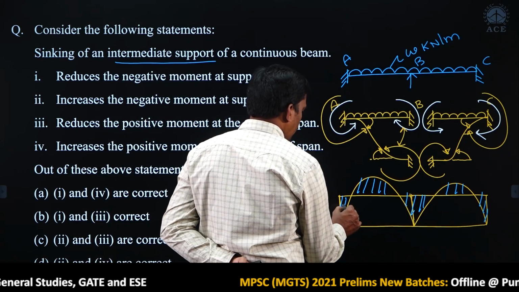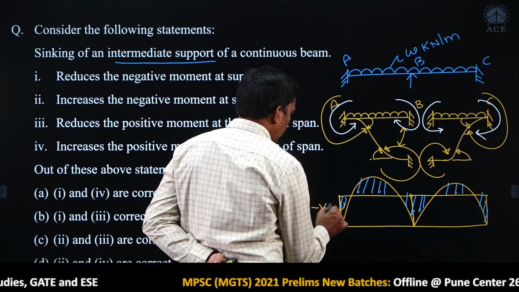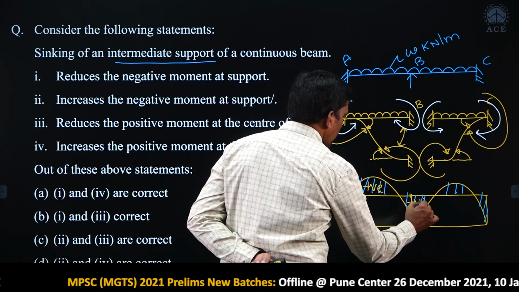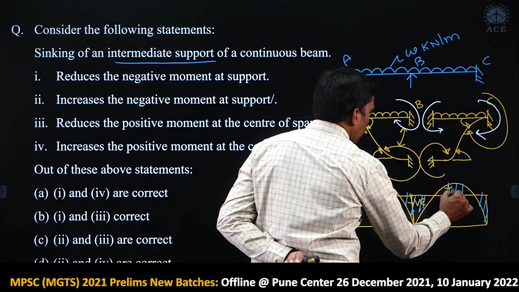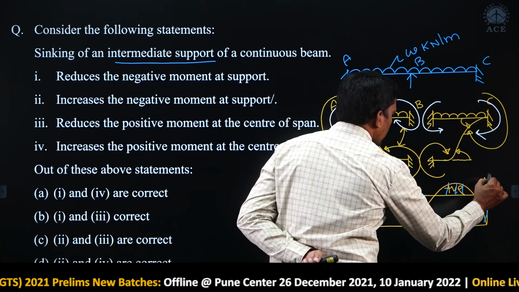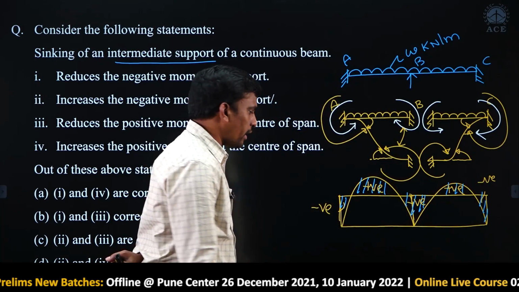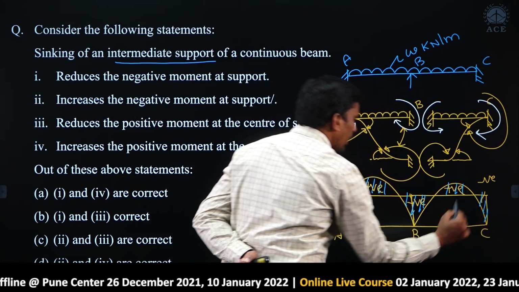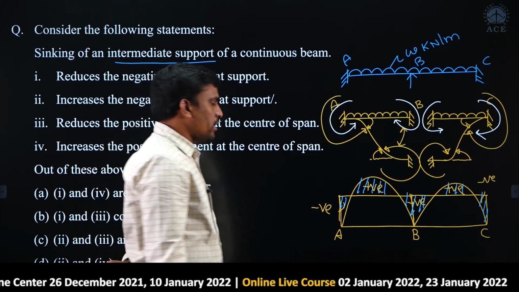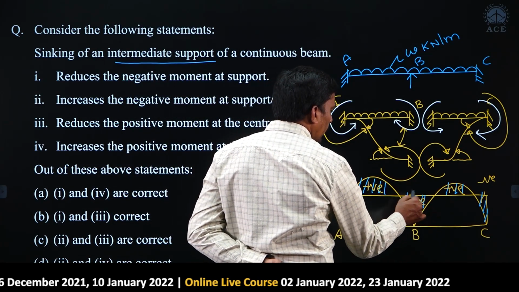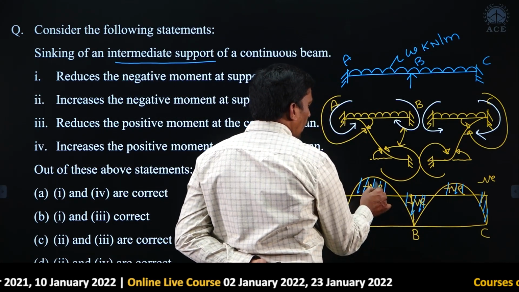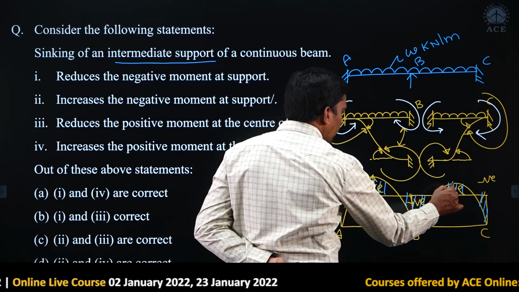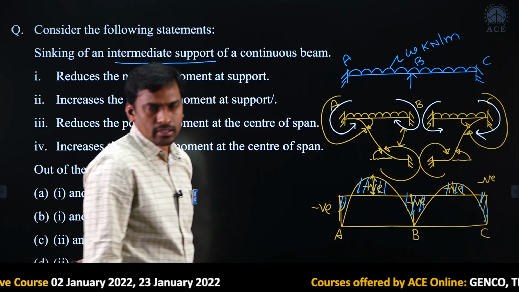Okay, then this is negative bending moment and this is positive bending moment, this is negative bending moment and this is positive bending moment, again this is negative bending moment. Now this is the moment at A, this is the moment at B, this is the moment at C. So moment at B, positive moment or negative moment? Negative moment, and moment in midspan of AB and BC, positive bending moment.